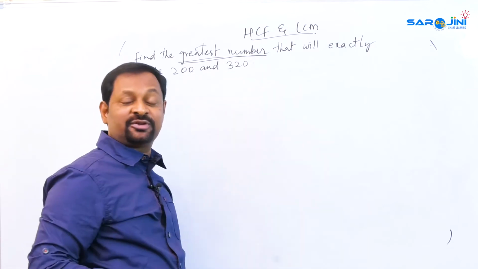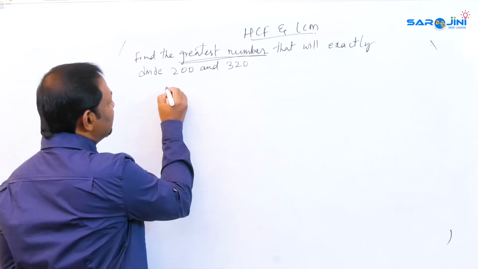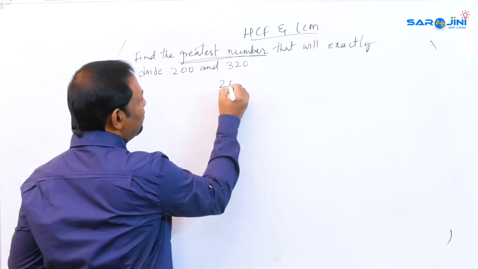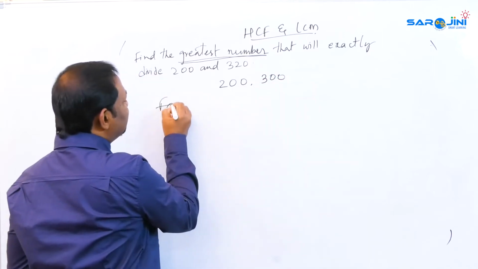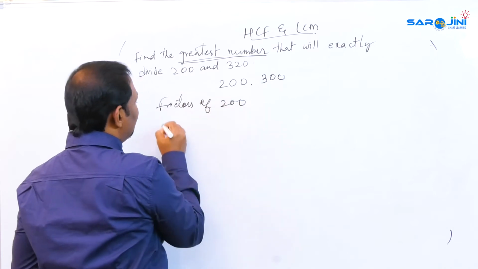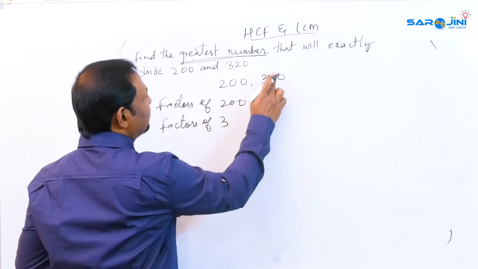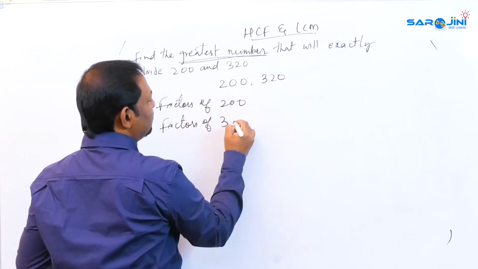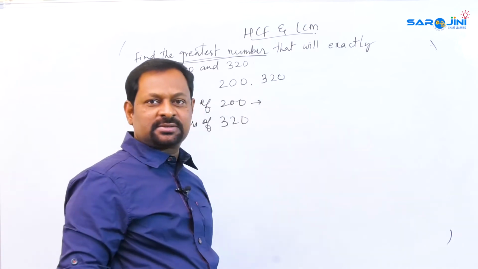There are two methods I told to do this one. The numbers are 200 and 320. So now what are the factors of 200 and what are the factors of 320? You know factors.